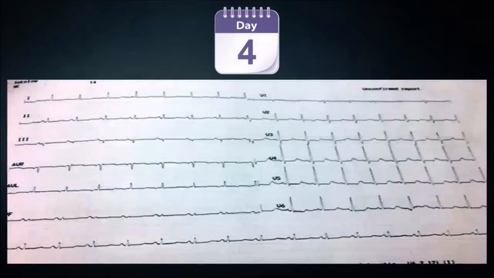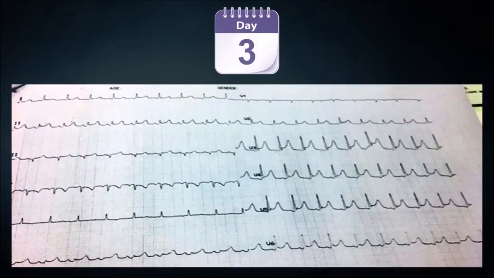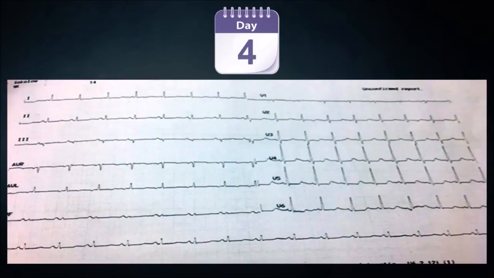Now on day 4 we find that his ECG had reverted to normal with minor ST depression and T wave inversion. So this day 3 ECG is a significant ECG suggestive of acute pericarditis, and here we are going to discuss the differential diagnosis in this patient. So this is a patient with a diagnosis of acute pericarditis.